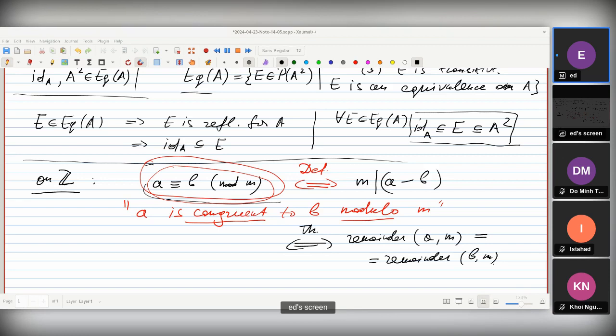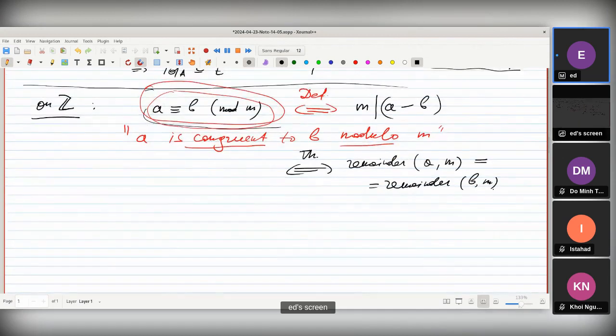Do you know that? Or don't you? Yeah, or A minus B. No. Not A minus B divides M, but vice versa. M divides the difference. M divides the difference. So that means that the distance between these numbers is in whole units of M.